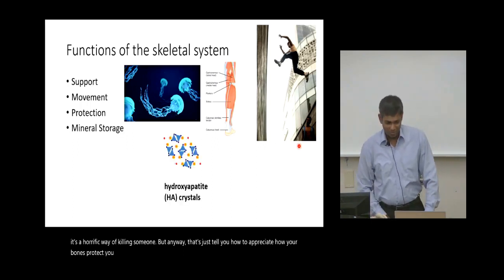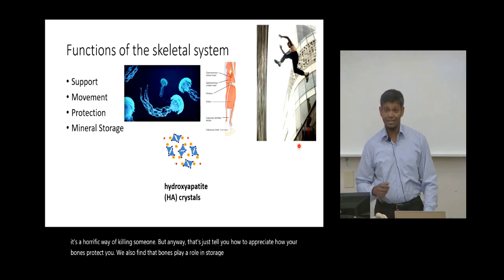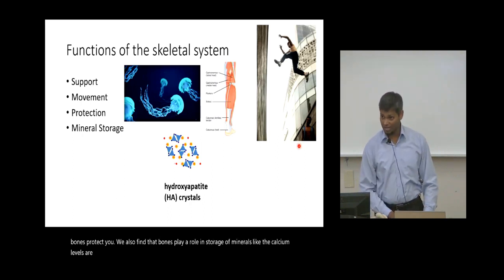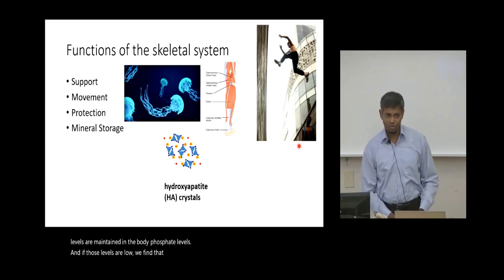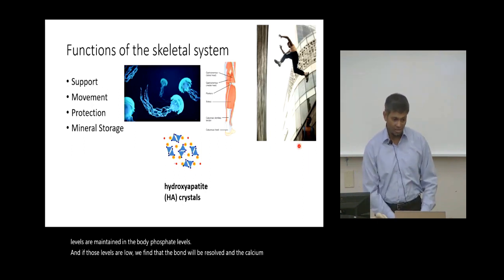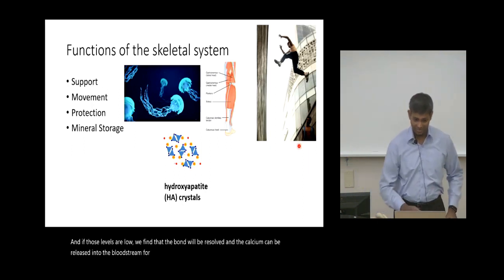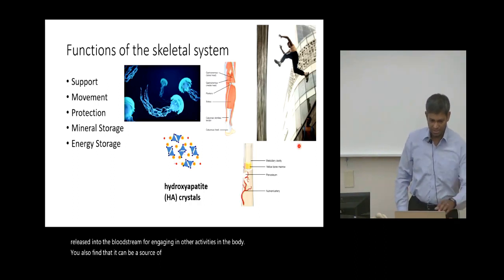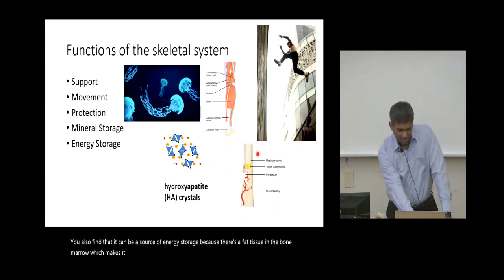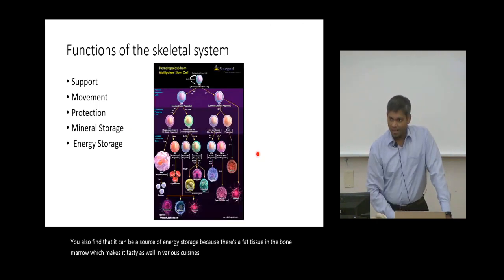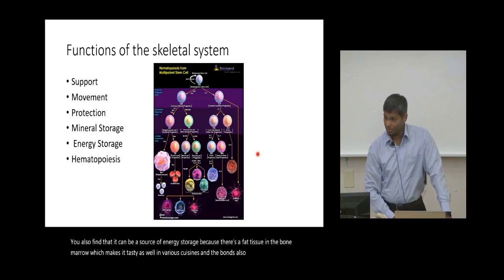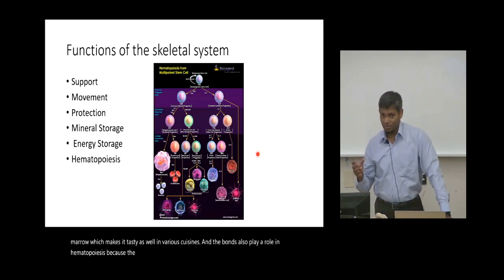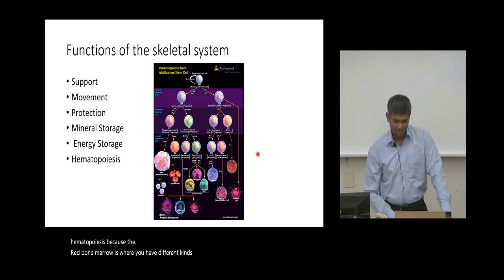We also find that bones play a role in the storage of minerals, like the calcium and phosphate levels maintained in the body, and if those levels are low, the bone will be resorbed and the calcium can be released into the bloodstream for engaging in other activities in the body. It can also be a source of energy storage because there's fat tissue in the bone marrow, which makes it tasty as well in various cuisines. And the bones also play a role in hematopoiesis because the red bone marrow is where different kinds of blood cells are synthesized.